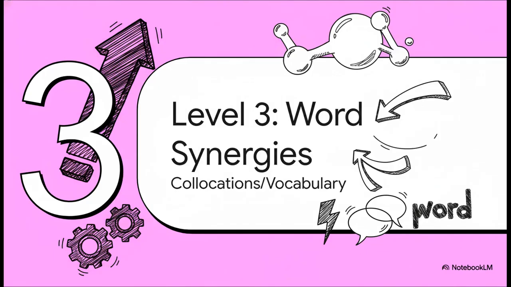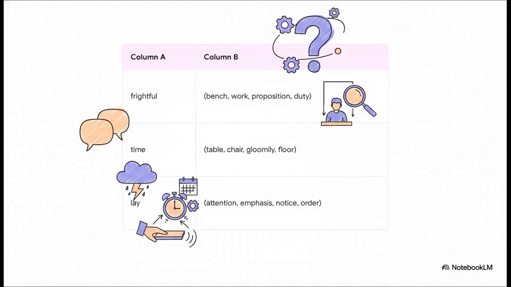You're doing great. Time to level up again. Level 3 is where things get really cool. We're talking about word synergies, which is just a fancy way of saying how some words are natural partners and how one single powerful word can do the work of a whole phrase. So let's try a little puzzle.